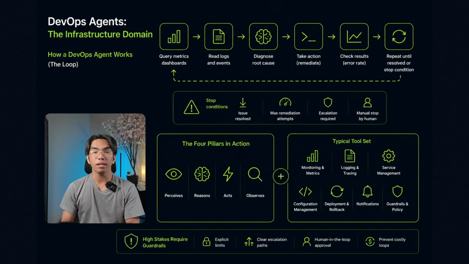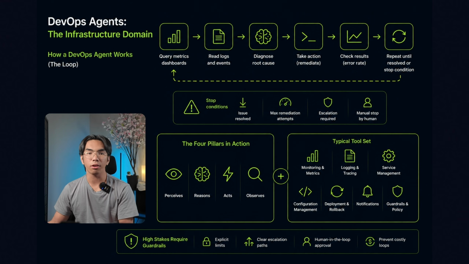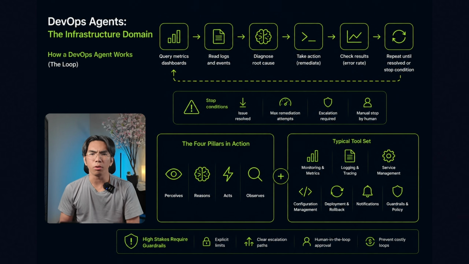Picture a task. Investigate why the API is throwing elevated error rates and remediate if you can. It can query dashboards, read logs, restart services, change configs, deploy a rollback, page the on-call engineer. Full 4 pillars. It perceives the metrics and logs, reasons about the cause, acts by restarting a service or adjusting a config, and observes whether the error rate dropped.